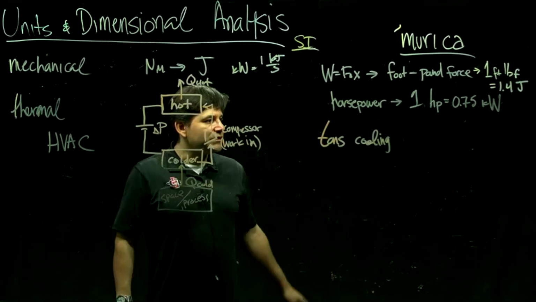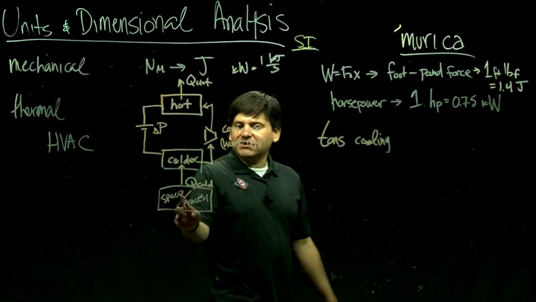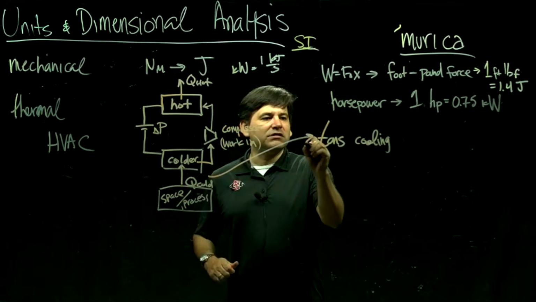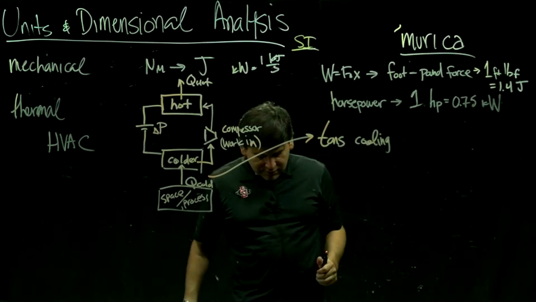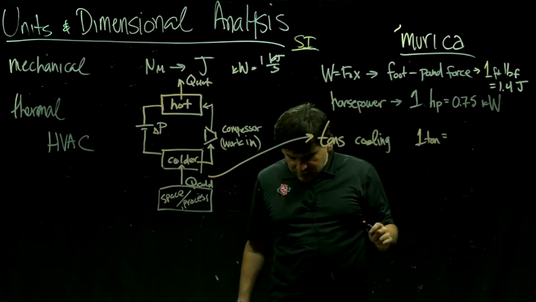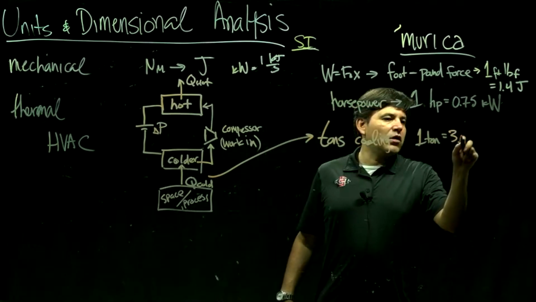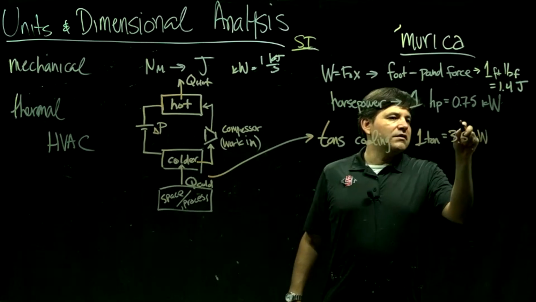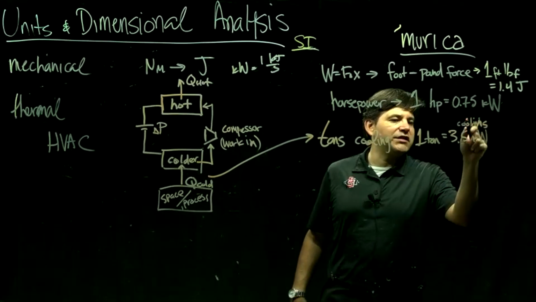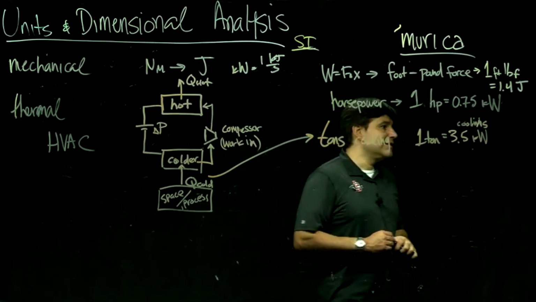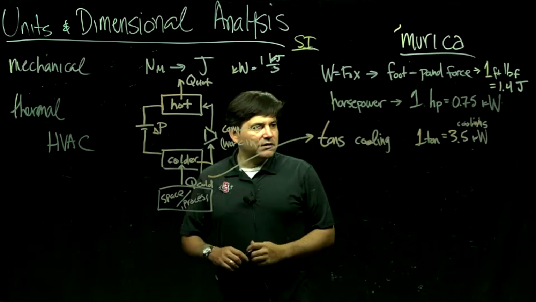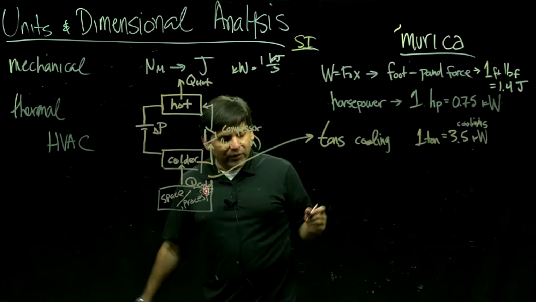That's where these old calculations are from. But we still use tons of cooling to describe the capacity of this Q cold here. So Q cold would be the tons of cooling, where 1 ton equals 3.5 kilowatts of cooling. So again, SI is nice because a kilowatt is a kilowatt, energy is energy. I guess the American system is more specific, but it can be confusing if you didn't get all the practice.